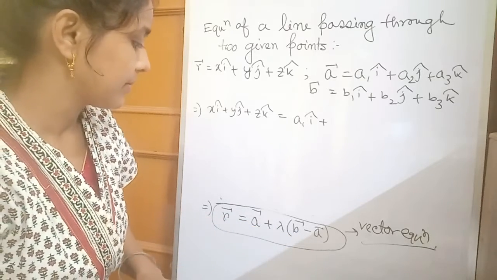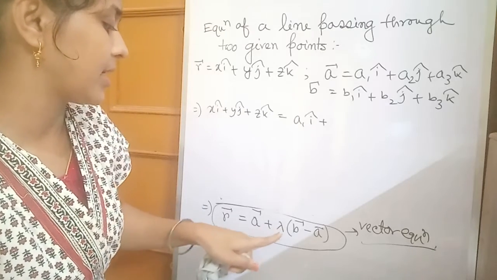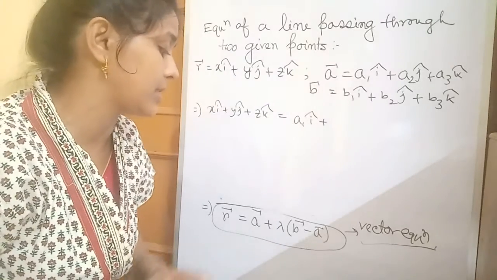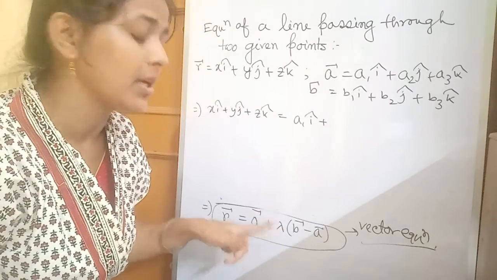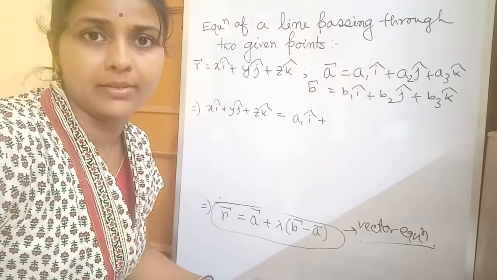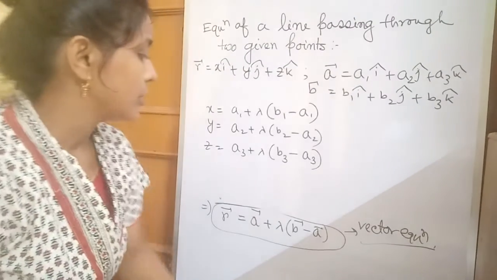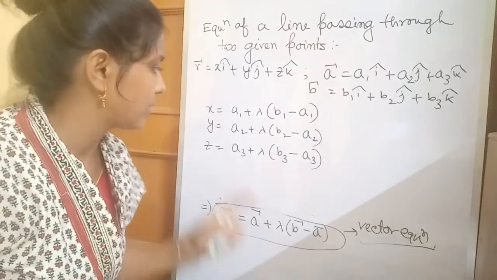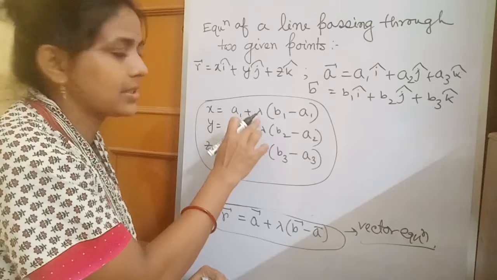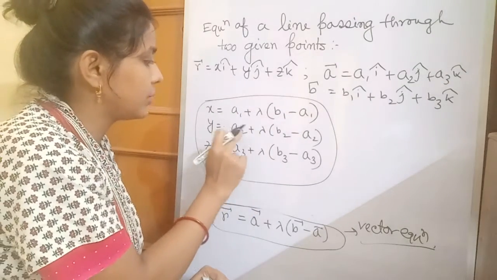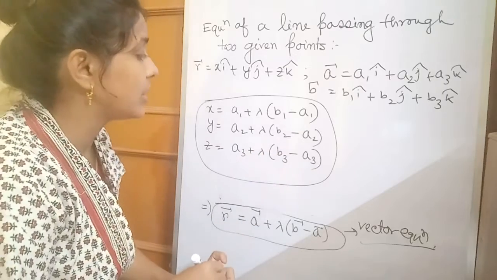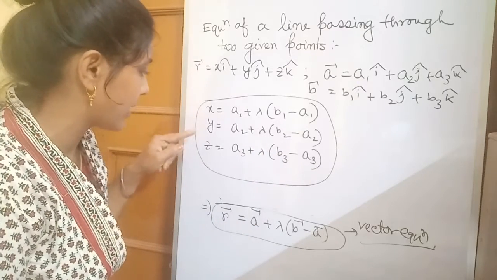That means a vector can be taken as common, so a vector's coefficient, its scalar multiplier, will be 1 plus lambda. So I am doing that calculation and then coming back. After equating both sides and the calculation, we will be getting x, y and z's values like this: a1 plus lambda into b1 minus a1, a2 plus lambda into b2 minus a2, a3 plus lambda into b3 minus a3. So these are the three values of x, y and z.